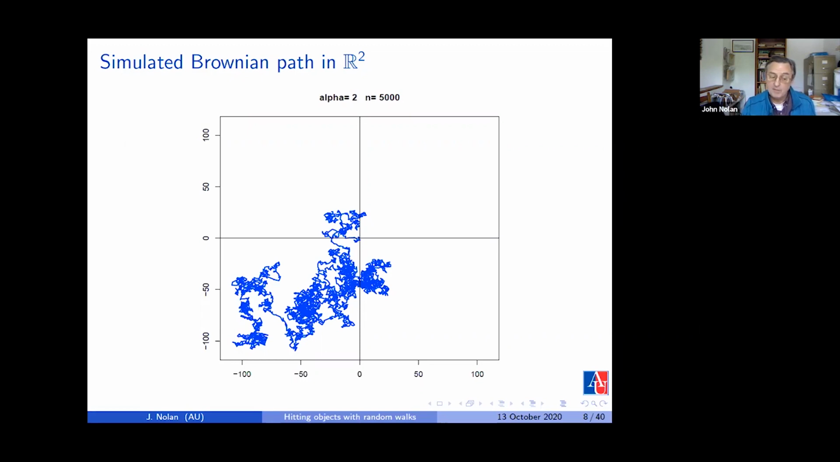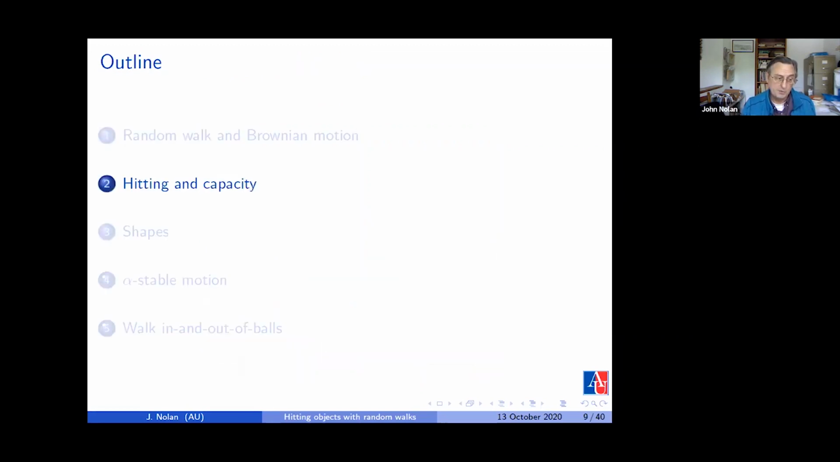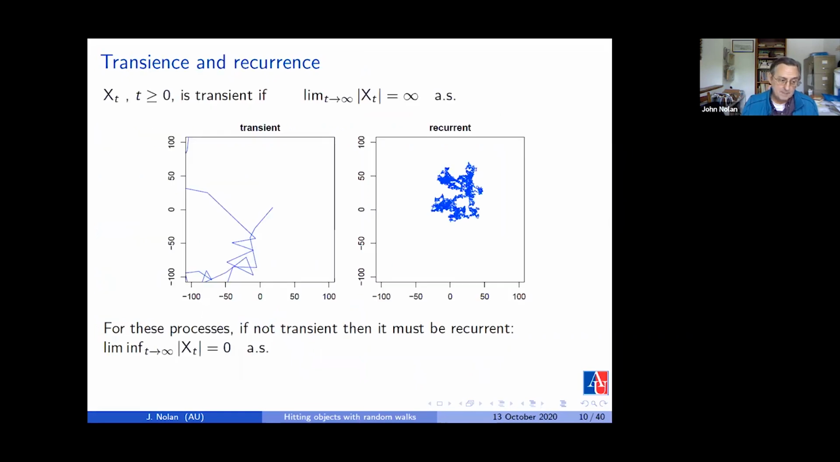There's an uncountably infinite number of paths, and they jiggle around. Okay, so to give some definitions, I got to do some background here.